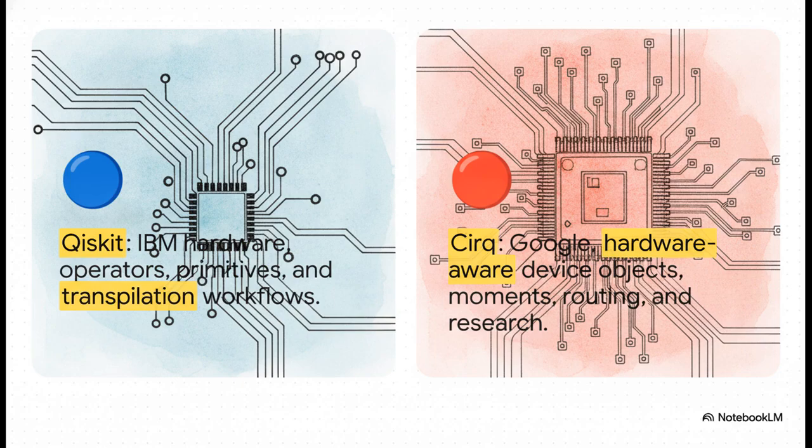Cirq is intensely hardware-aware. Instead of hiding those pesky hardware constraints, Cirq surfaces them right to the programmer. It represents circuits as a collection of moments, which are basically operations acting on qubits during specific, abstract time slices. If you're doing really granular calibration-aware research, where you absolutely need tight control over routing and device objects, Cirq is an incredibly capable research stack.